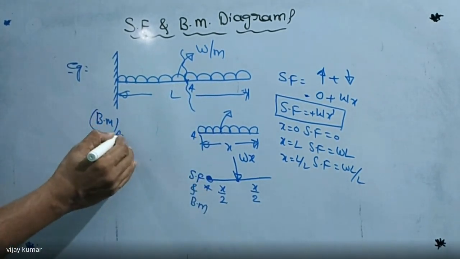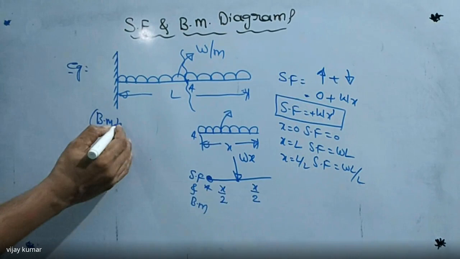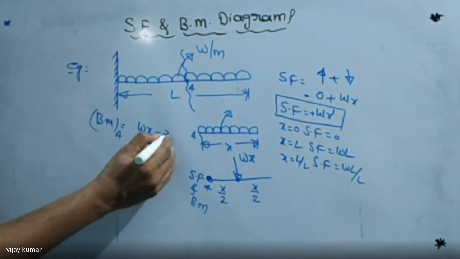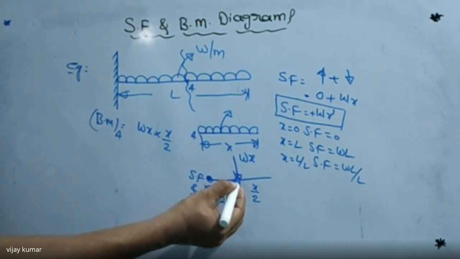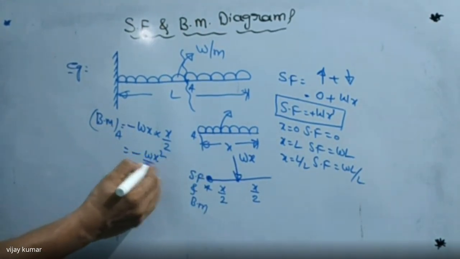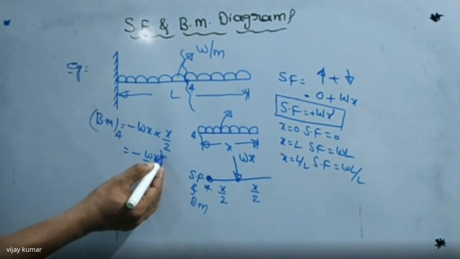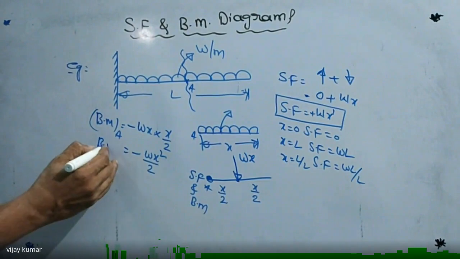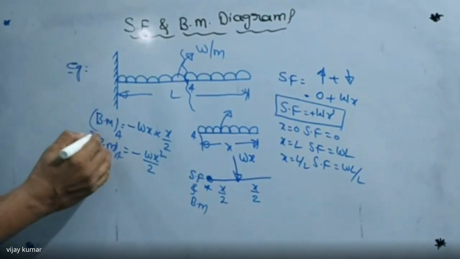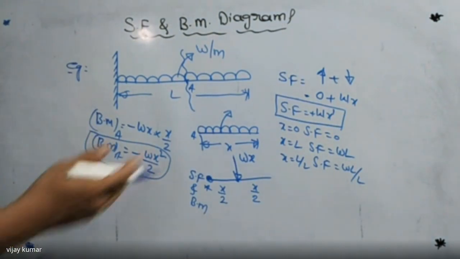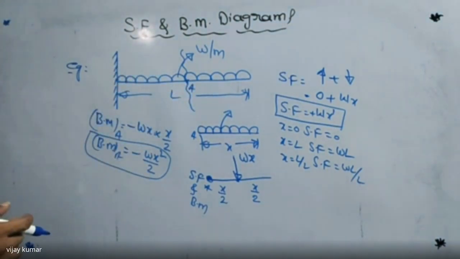So I'm writing bending moment at A is equal to this force into this distance, that is W into X, into X by 2, but it is moving downward, so it is negative. Then we get minus W X square by 2. So this is X power 2, so it follows a parabolic form. The bending moment diagram is a parabolic form. So this is the bending equation formula for a uniformly distributed force at any point on the beam.